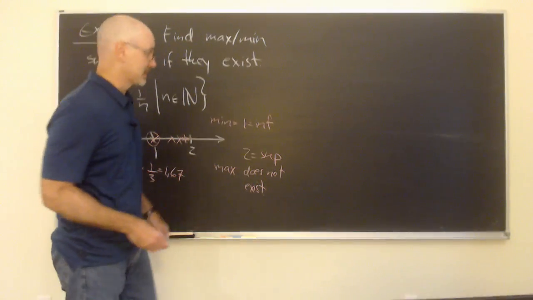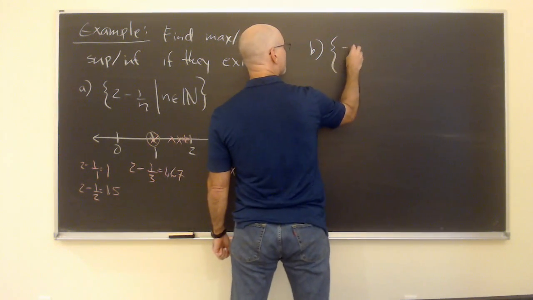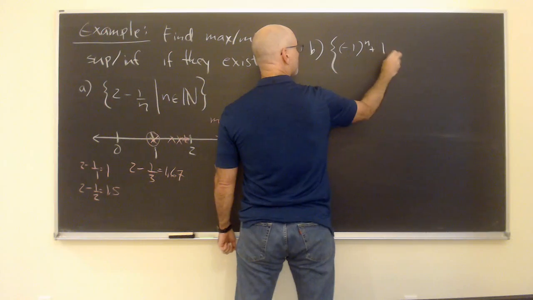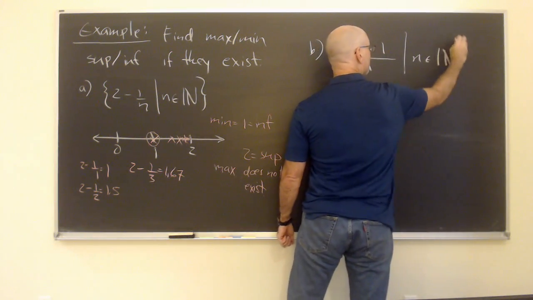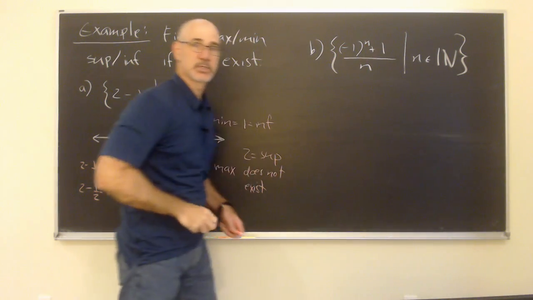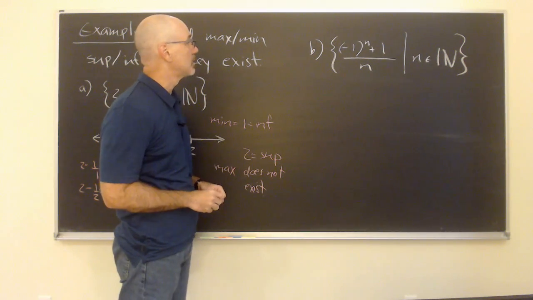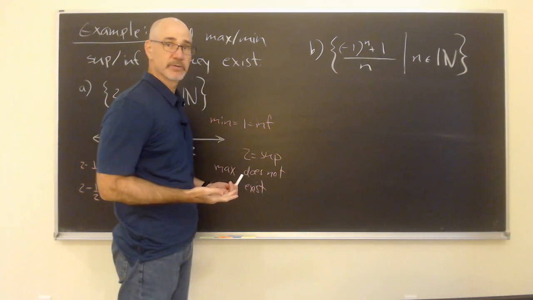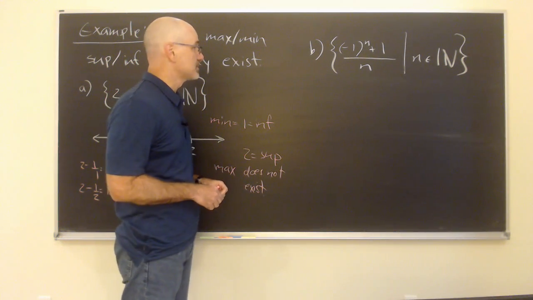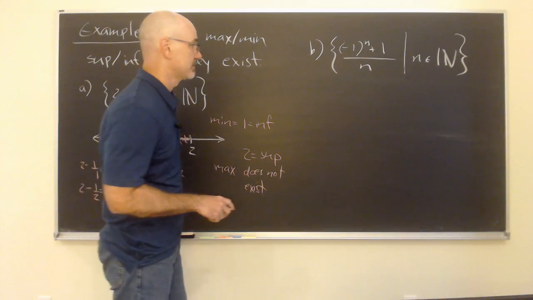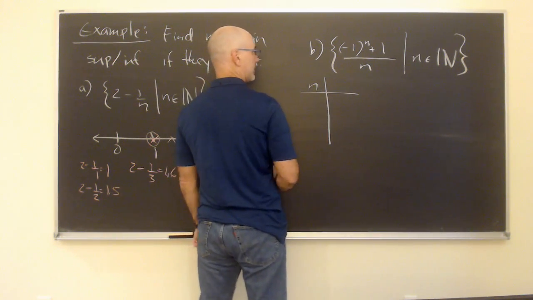All right, so second example. Again, we're going to take a set that's based off of the natural numbers, so it forms a sequence in R, and we'll write down the first few members, plot them on a number line, and then make our claims about the max, min, supremum, and infimum. So let's make a little chart this time.